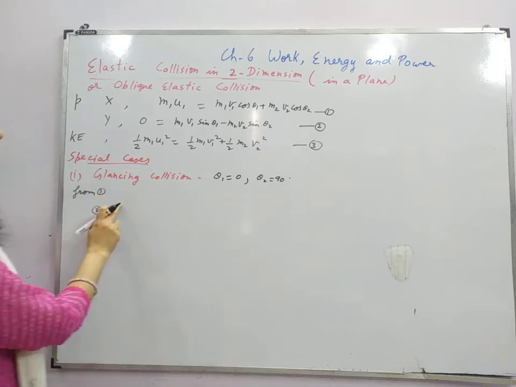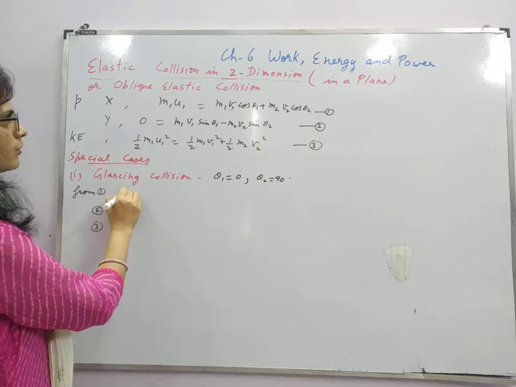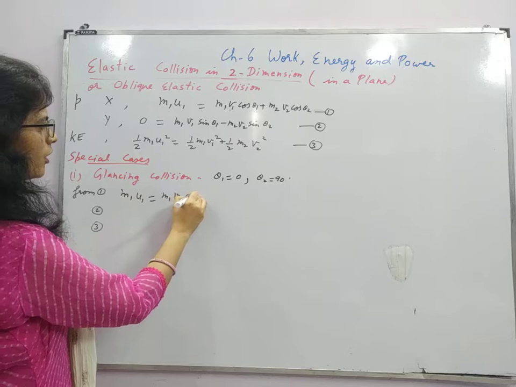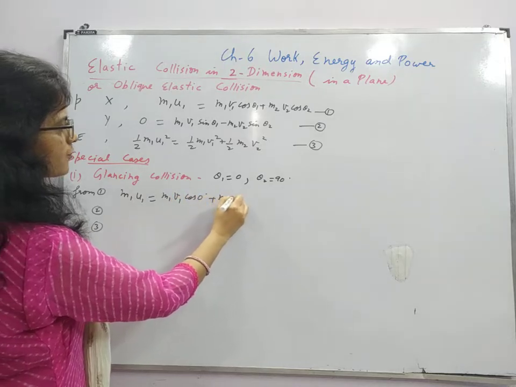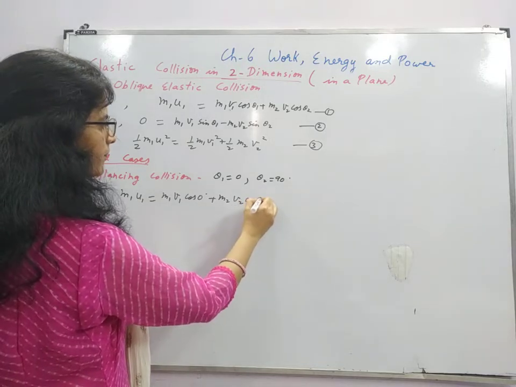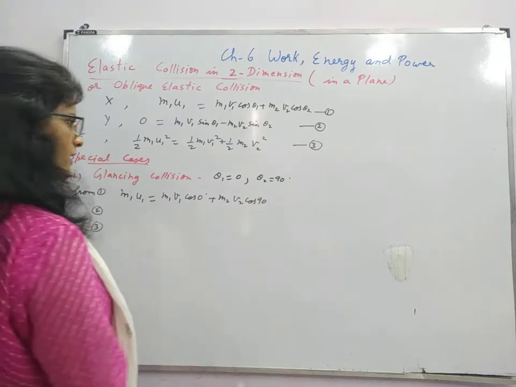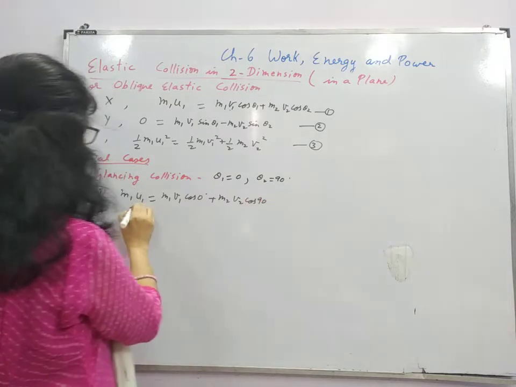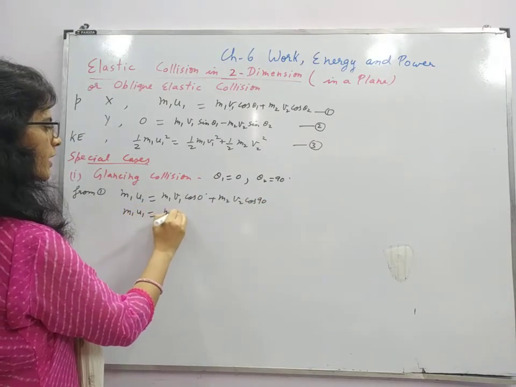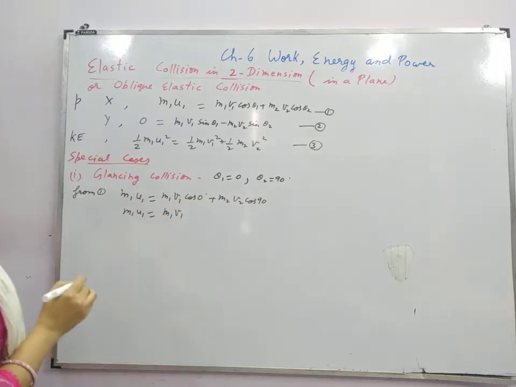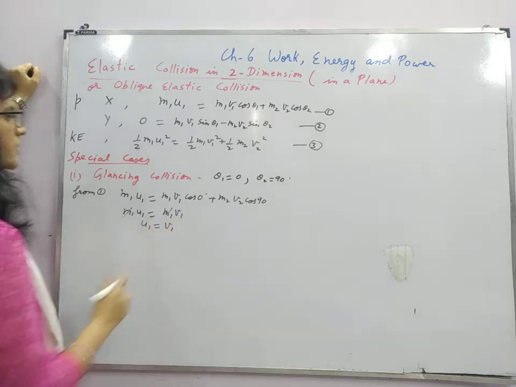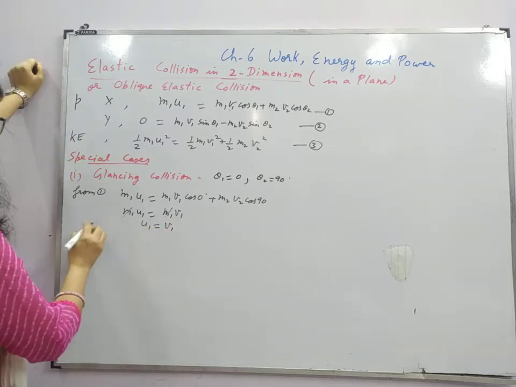So from 1 what are we getting? Theta 1 is 0. So m1 u1 is equal to m1 v1 cos 0 plus m2 v2 cos theta 2, that is 90 degrees. Cos 0 is 1 and cos 90 is 0, so this gives me m1 u1 is equal to m1 v1, right? So from here u1 is equal to v1 is the first result we are getting for glancing collision.